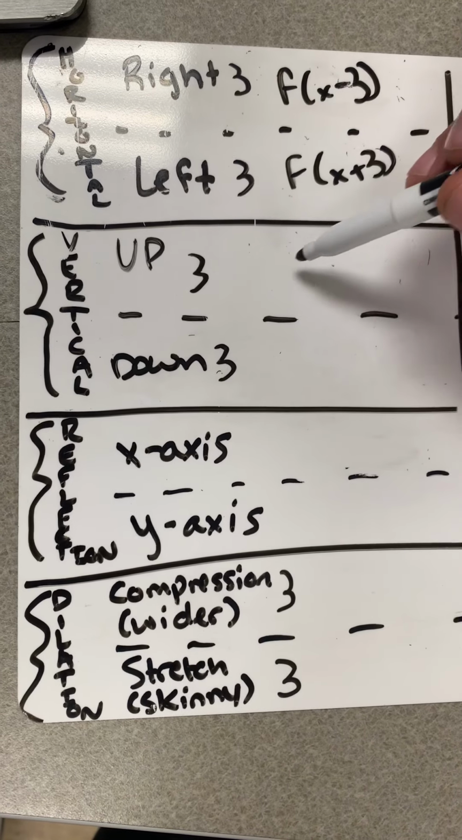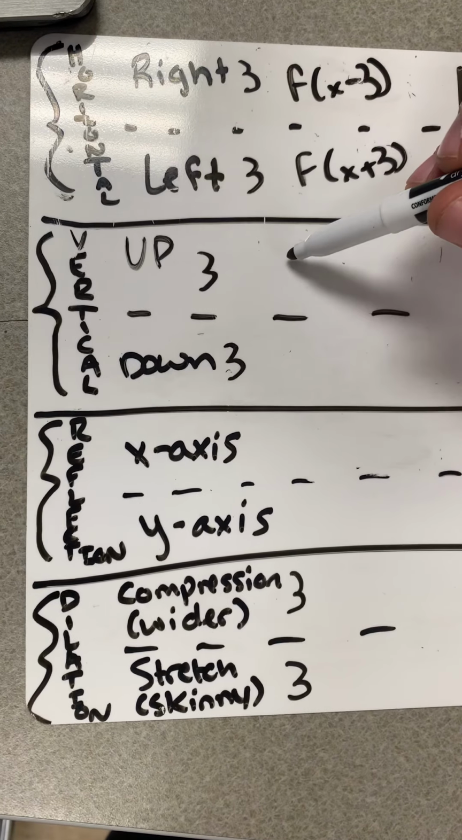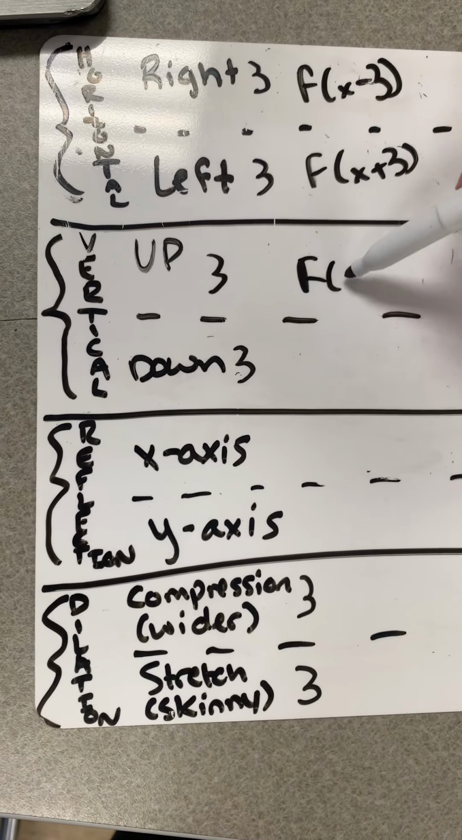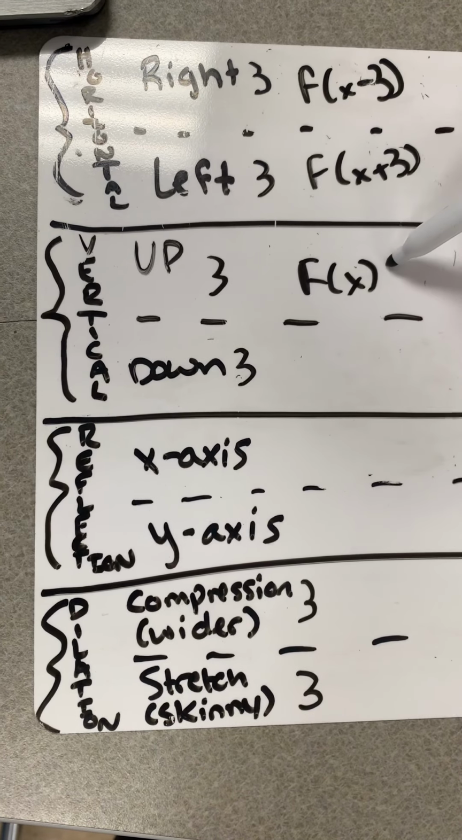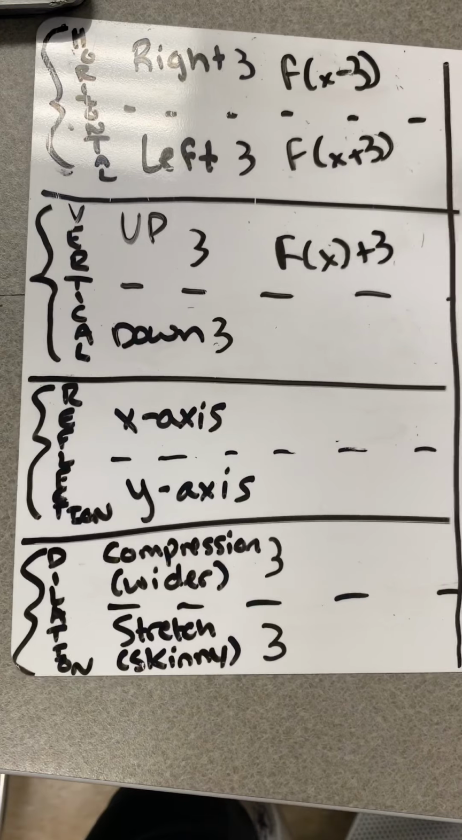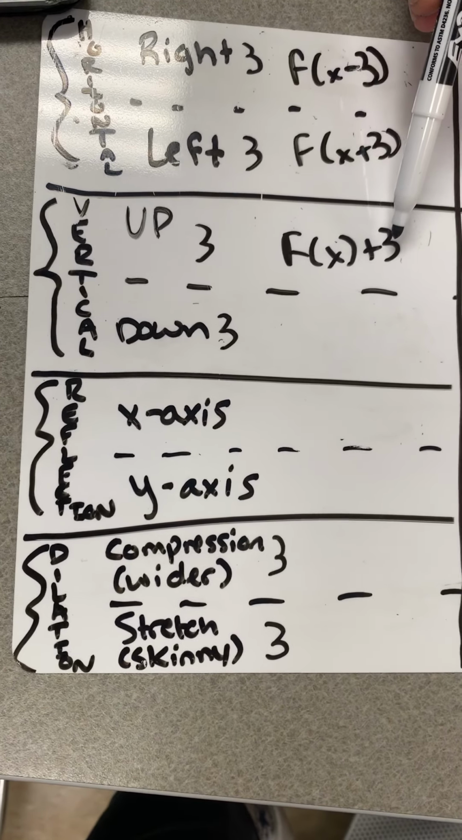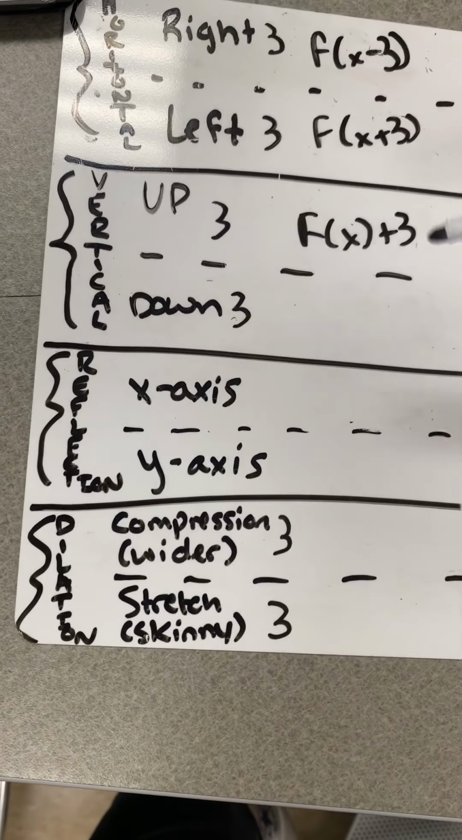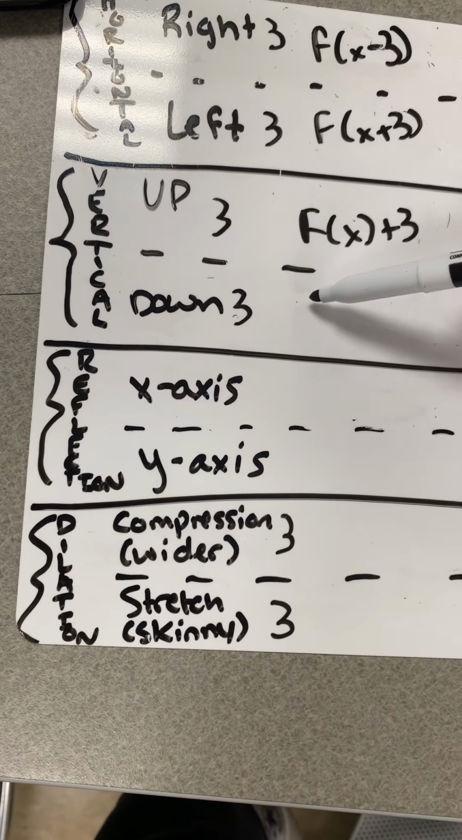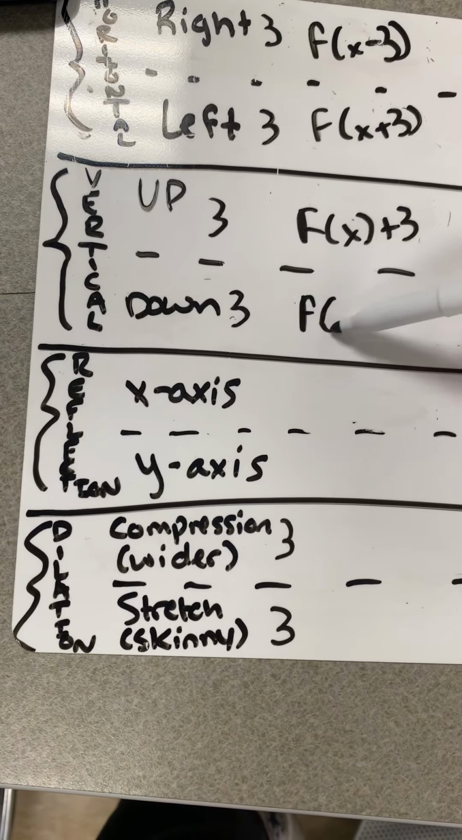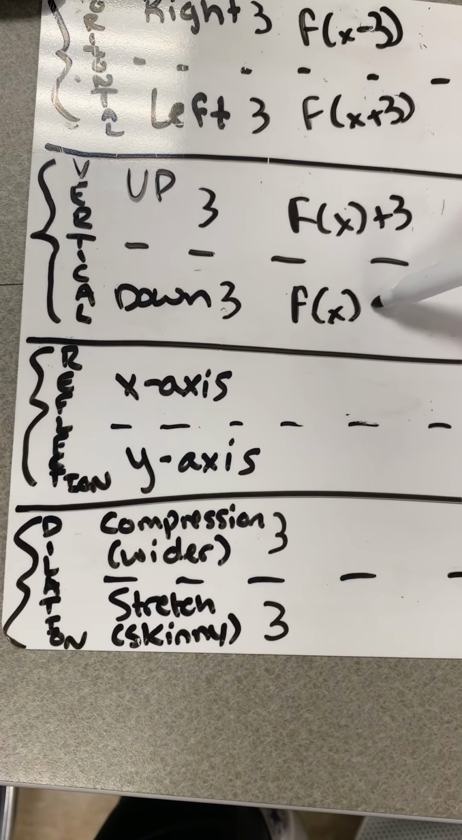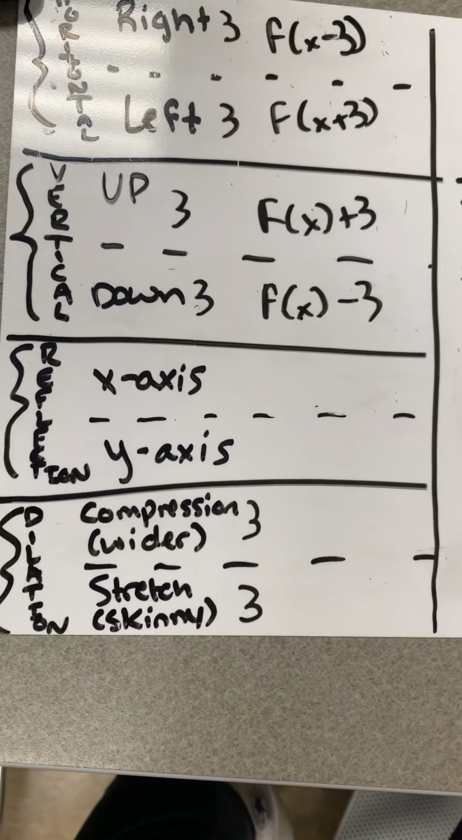If we wanted to go up, we have to go f of x and then outside the parentheses plus 3, because when we shift up, that number is going to be outside of the parentheses. If we want to go down, we're going to go f of x in the parentheses, minus 3. Once again, it's outside the parentheses.